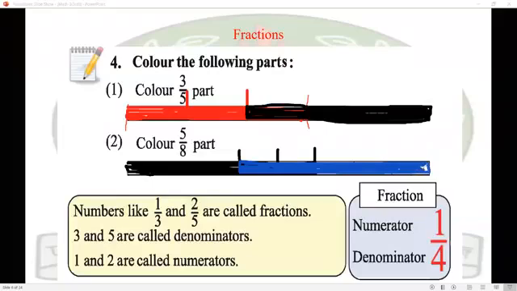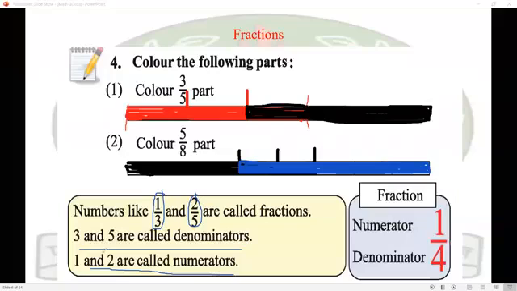So numbers like 1 by 3, 2 by 5 are called fractions. The numbers like 1 by 3 or 2 by 5 are called fractions. So 3 and 5 are called denominators, and 1 and 2 are called numerators.